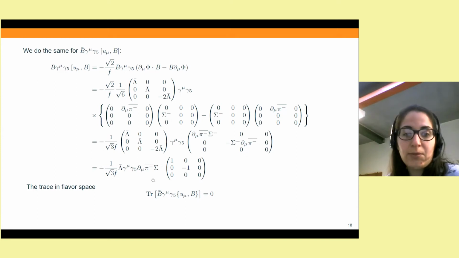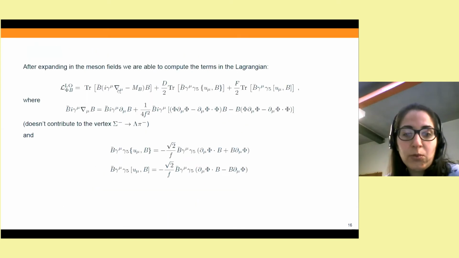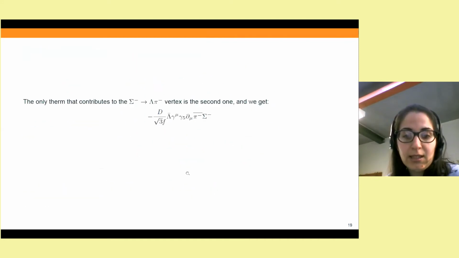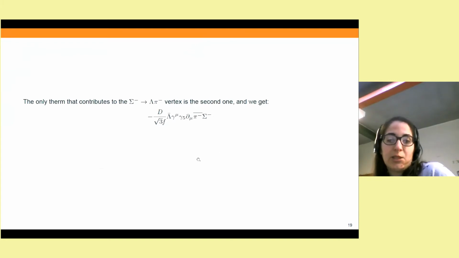So we see that from the full Lagrangian that we had here, the only term that contributes to our vertex is this one here. We have calculated this trace, and we just have to multiply by this factor d over 2. And we get here the final expression that we wanted to find.